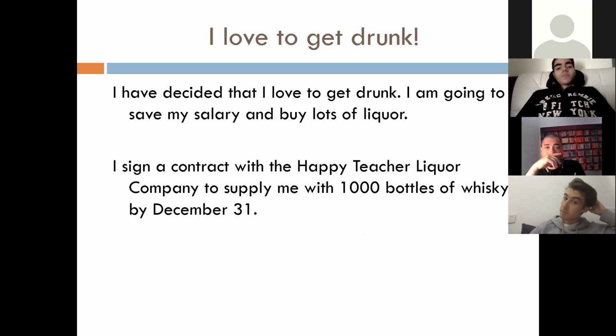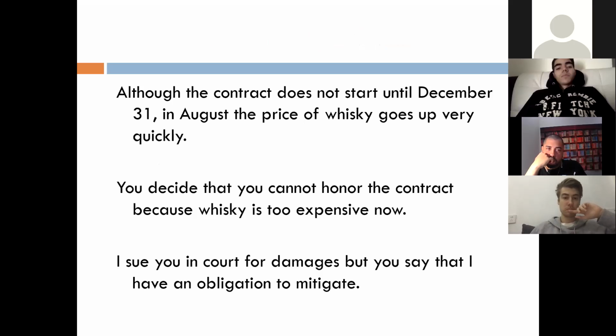I love to get drunk. So I'm going to save my salary and buy lots of liquor. And I sign a contract with the Happy Teacher Liquor Company to supply me with 1,000 bottles of whiskey by December 31st. The price goes up, however, in August. And let's see who's selling it. Harry, you're selling it to me. So Harry, you decide you can't honor the contract now because it's August and whiskey is too expensive already.